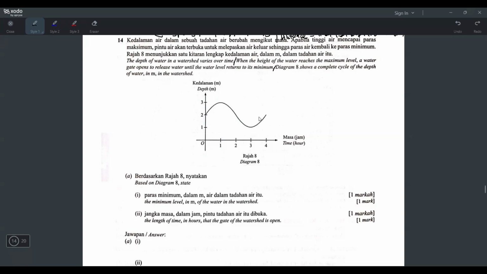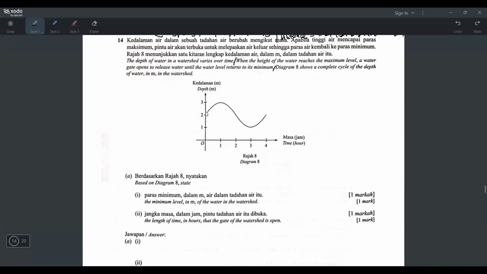So just by looking at this graph, I think I know which chapter already. This is the sine graph, right? So it's definitely under trigonometry, the Form 5 chapter. Okay, so let's read the question again. When the height of water reaches the maximum level, the water gate opens to release water. The x-axis is the time in hours, and the y-axis is the depth in meters.